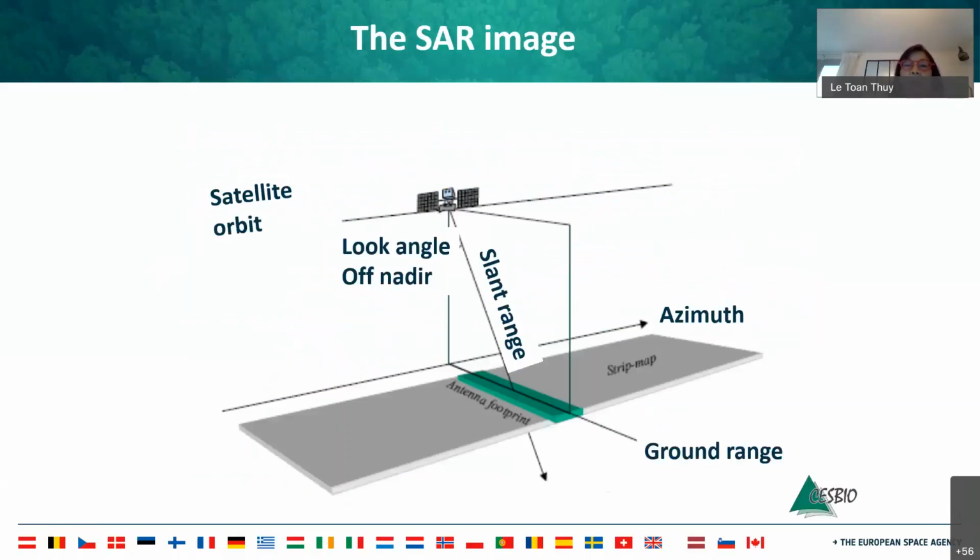And then here is the satellite orbit, the radar look angle going like this, and the slant range is the range in side looking, and here is the ground range. And when the radar moves along the orbit, it creates an image in the azimuth direction, and here is the range direction, and here is the antenna footprint.